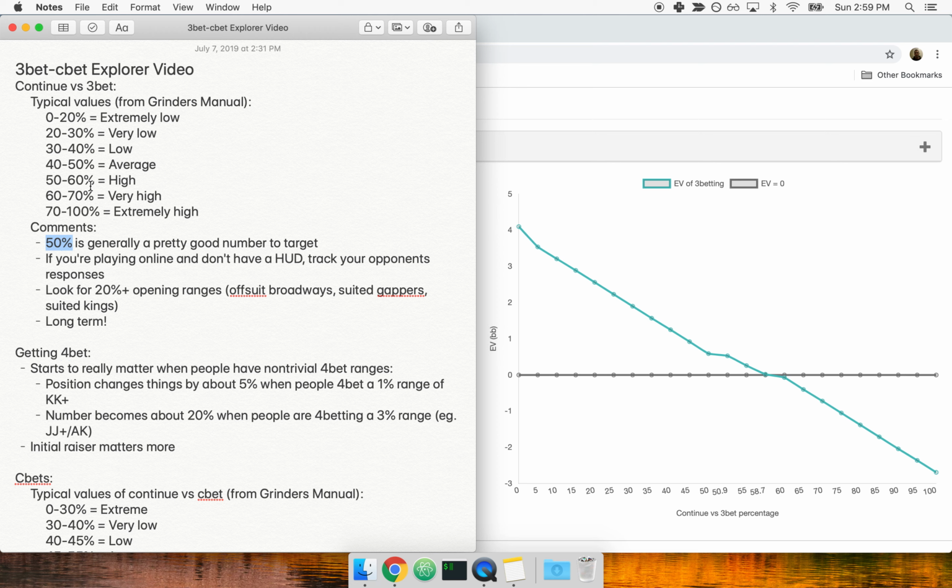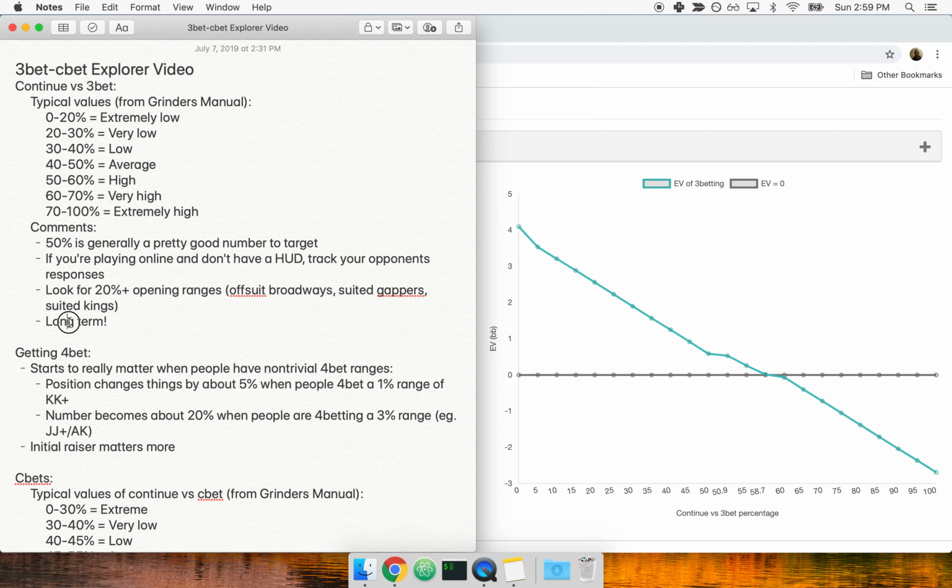I know Alex Fitzgerald has some videos and some books, and I thought it was really interesting. The databases that he has show that even with hands like 7-5 suited, when people 3-bet those hands in position, their database usually shows a profit. So I think it's pretty interesting how profitable 3-betting really is.